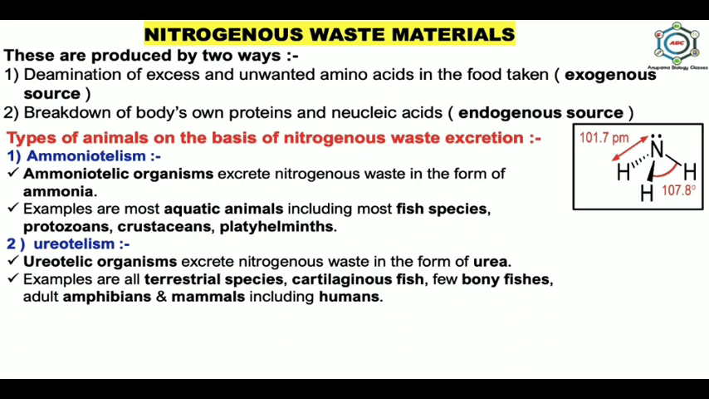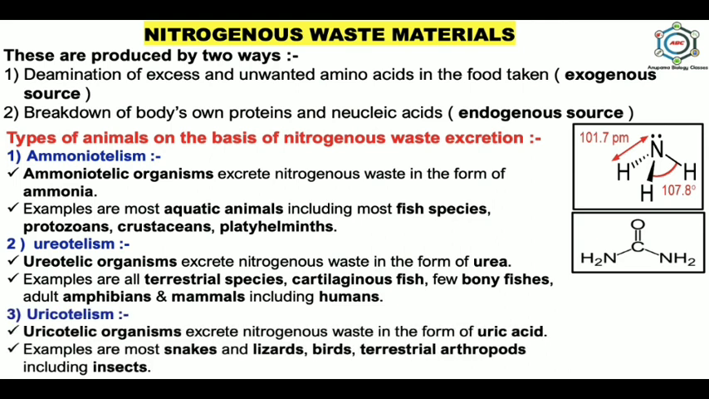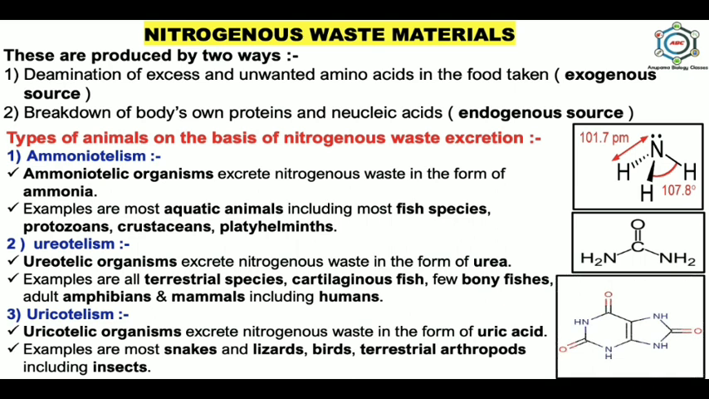Second is ureotelism. Ureotelic organisms excrete nitrogenous waste in the form of urea. Examples are all terrestrial species, cartilaginous fishes, a few bony fishes, adult amphibians, and mammals, including humans. And the last is uricotelism. Uricotelic organisms excrete nitrogenous waste in the form of uric acid. Examples are most snakes and lizards, birds, and terrestrial arthropods, including insects.